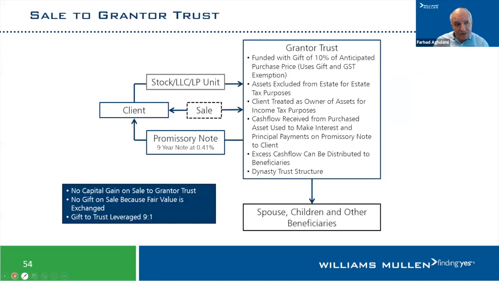If we go to the next slide, the next one is the sale to the grantor trust. And this is one where, with a closely held business interest, now is a good time to get a good valuation, both to reflect perhaps not as good operating results, but also larger valuation discounts. So the client would create the trust and sell the asset to the trust. We can structure a note where it's a 9-year note, a midterm rate note at 41 basis points, the lowest rate ever. And the idea is the cash flow from the business will be used to service the note payments. And this is just a great way to get the asset out of the client's estate.